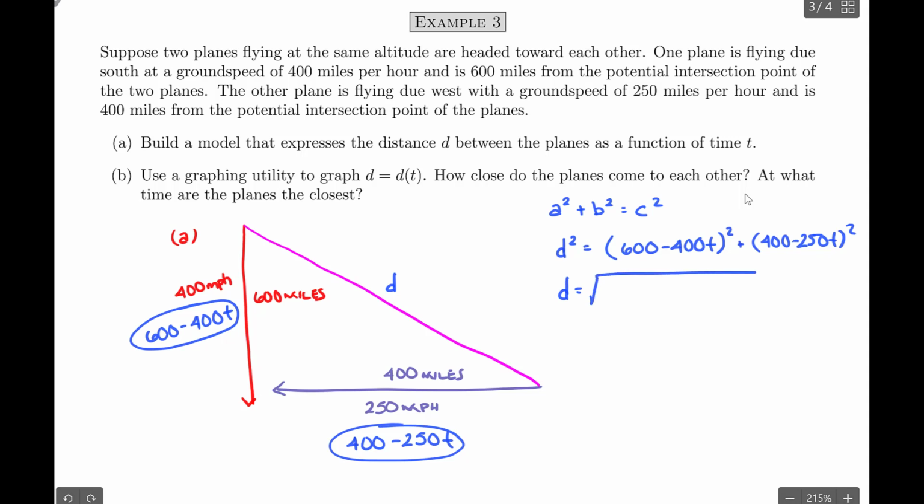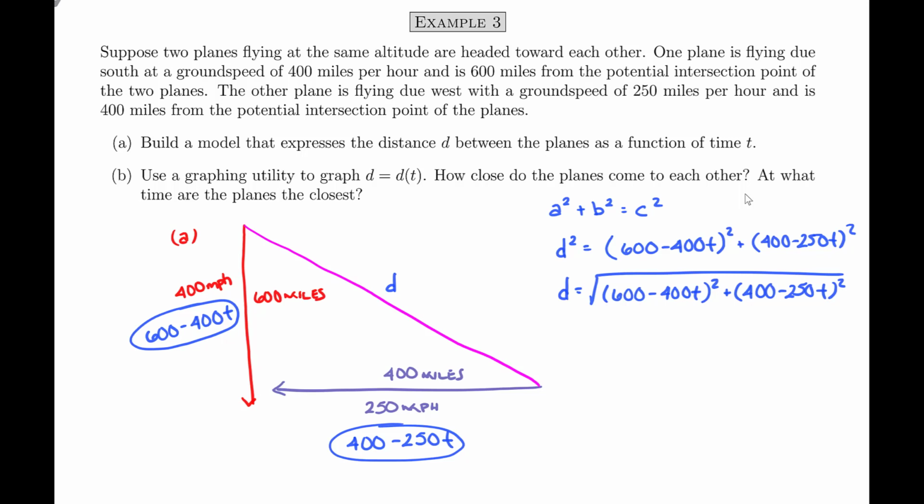Take the square root of both sides, and there's our distance between the planes at any point in time. Whatever t happens to be, we'll know exactly how far apart those two planes are. It's just the distance formula derived from the Pythagorean theorem. It just takes some thought. You just need to understand how to come up with the two legs of the triangle.